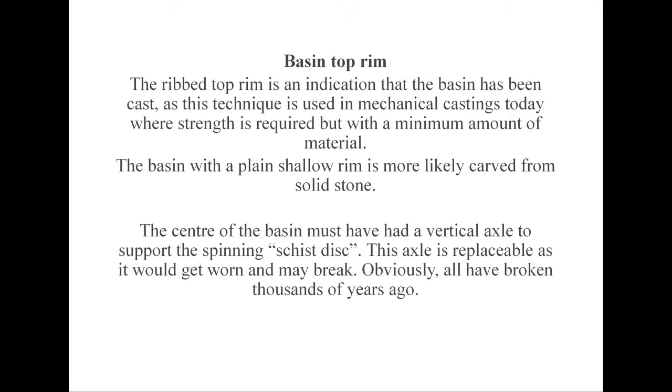Basin top rim. The ribbed top rim is an indication that the basin has been cast, as this technique is used in mechanical castings today where strength is required but with a minimum amount of material. The basin with a plain shallow rim is more likely carved from solid stone. The center of the basin must have had a vertical axle to support the spinning schist disc. This axle is replaceable as it would get worn and may break. Obviously, all have broken thousands of years ago.